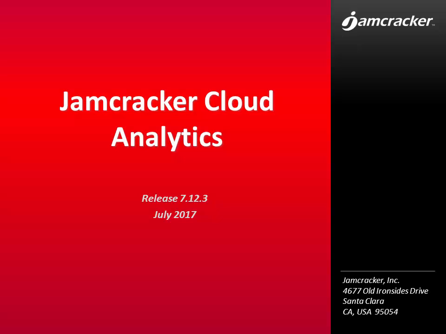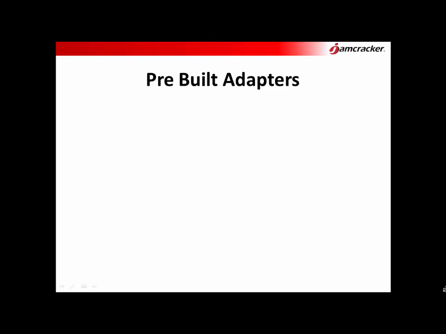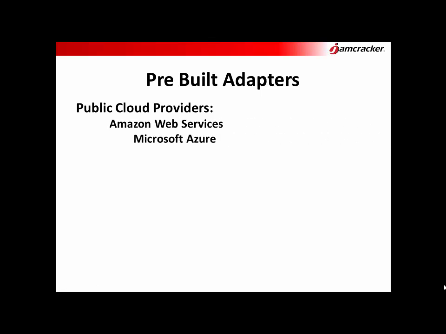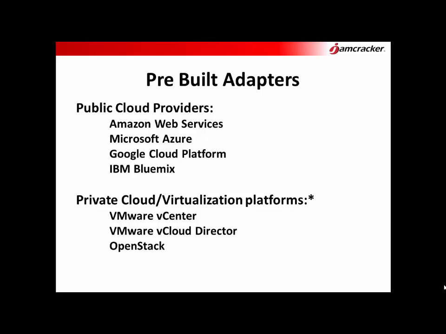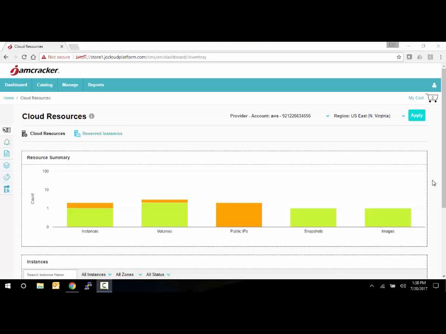In this video, we'll take a look at some of the functionality available in the Jamcracker Cloud Analytics Virtual Appliance. The Jamcracker Cloud Analytics Virtual Appliance gives you visibility into the infrastructure running on the public cloud providers Amazon Web Services, Microsoft Azure, Google Cloud Platform, as well as IBM Bluemix. With the hybrid cloud appliance, you can also get consolidated visibility into your VMware vCenter, vCloud Director, as well as OpenStack virtualization platforms. Jamcracker Cloud Analytics provides you multiple dashboards to view your data.